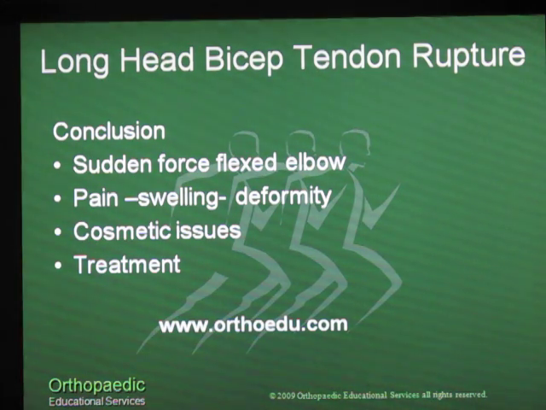And lastly, treatment options are always conservative as far as resumption of range of motion and improvement of strength, and if a patient has a significant retained stump of the long head of the biceps, that may require surgical arthroscopy to remove that stump to improve function and to minimize pain.